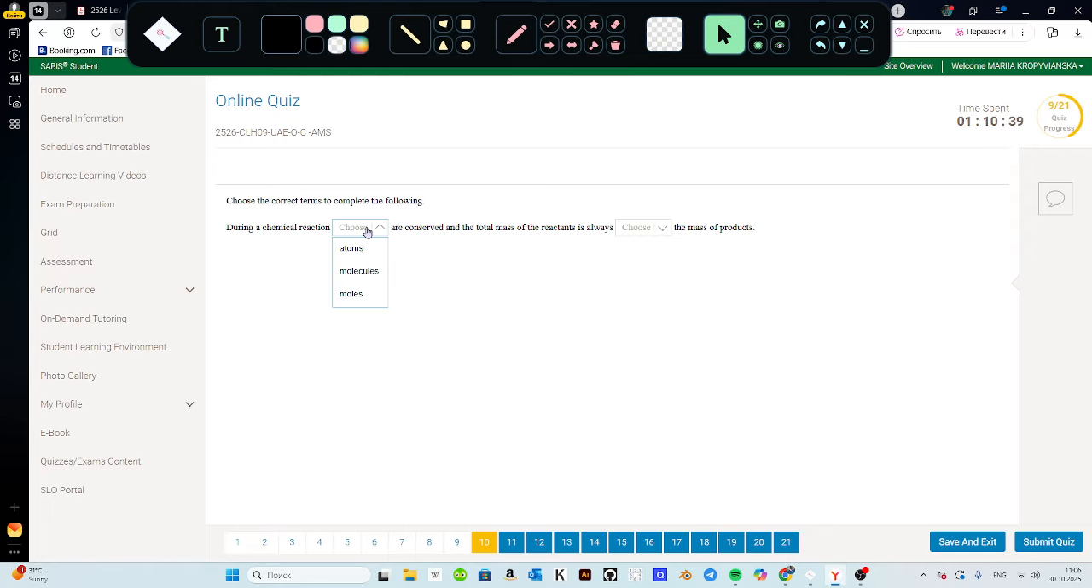Okay, so during a chemical reaction, atoms are conserved and the total mass of reactants is always equal to the total mass of products.